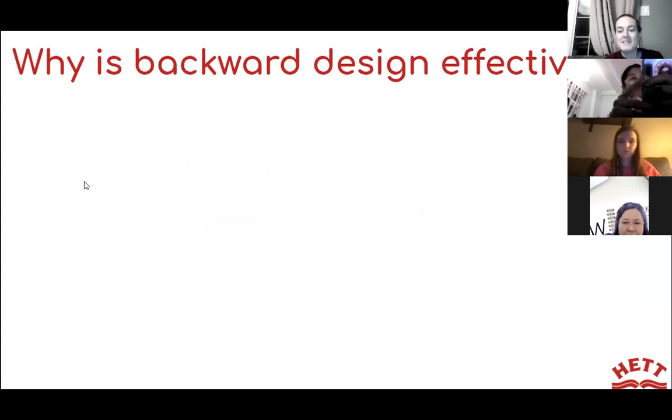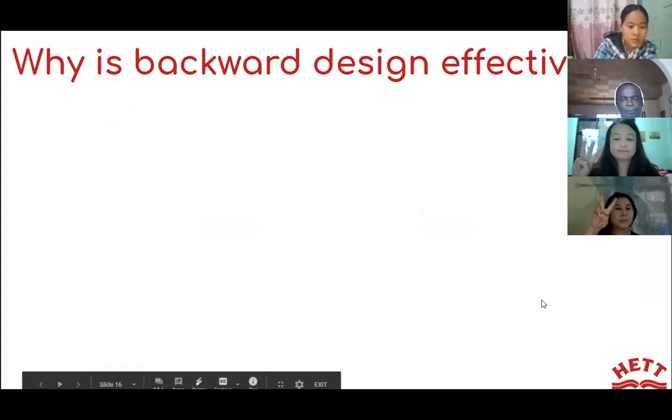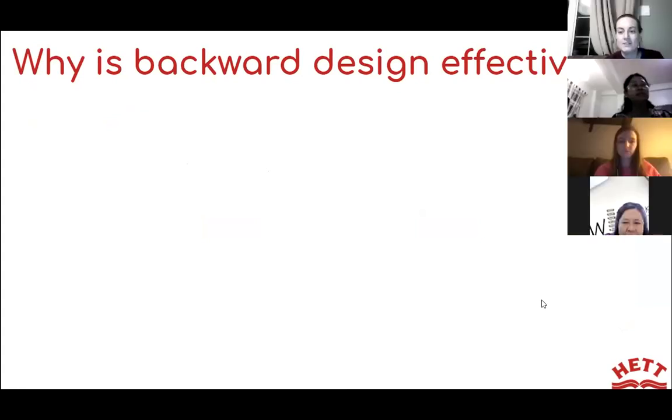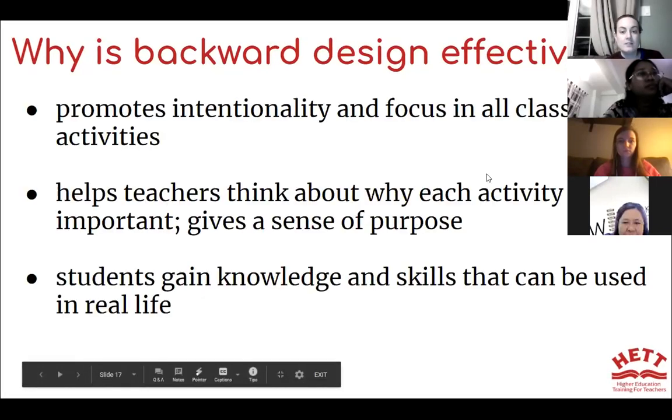Does anyone know why it is effective? Applicable. With backward design, after the learning, students can apply their knowledge in real life. Yes, it's very real-life applicable because you're thinking about what they need and what they will need to apply in the future, and then you're using your lesson plans to meet that need. Yeah, it prepares students for real life, definitely.